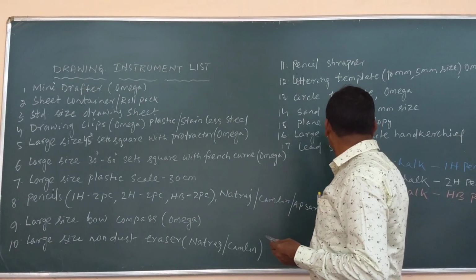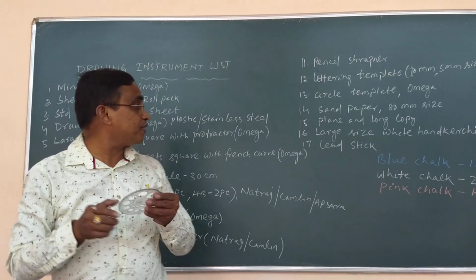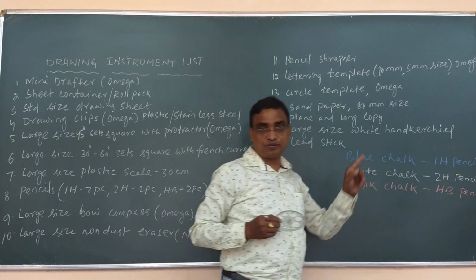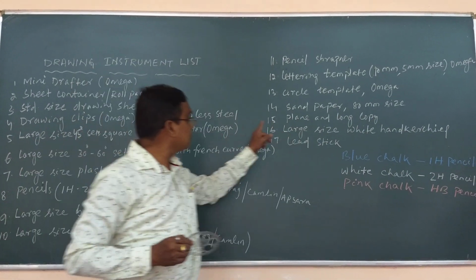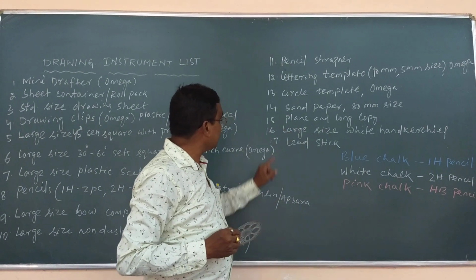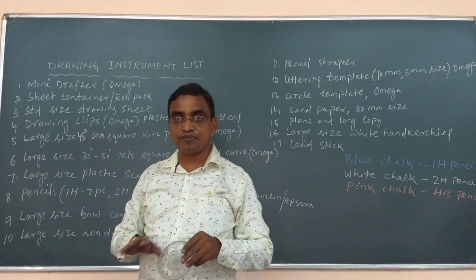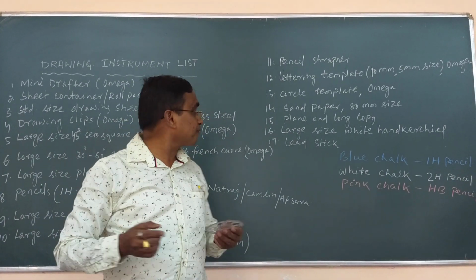Next one is sandpaper, 80 mm size. You have to sharpen your pencil with the help of your sandpaper. Next is plain and long copy. What we will discuss, you will clearly write in your copy. It is a plain copy. Then large size white handkerchief. You have to place your white handkerchief on the drawing sheet and you will start your activity.